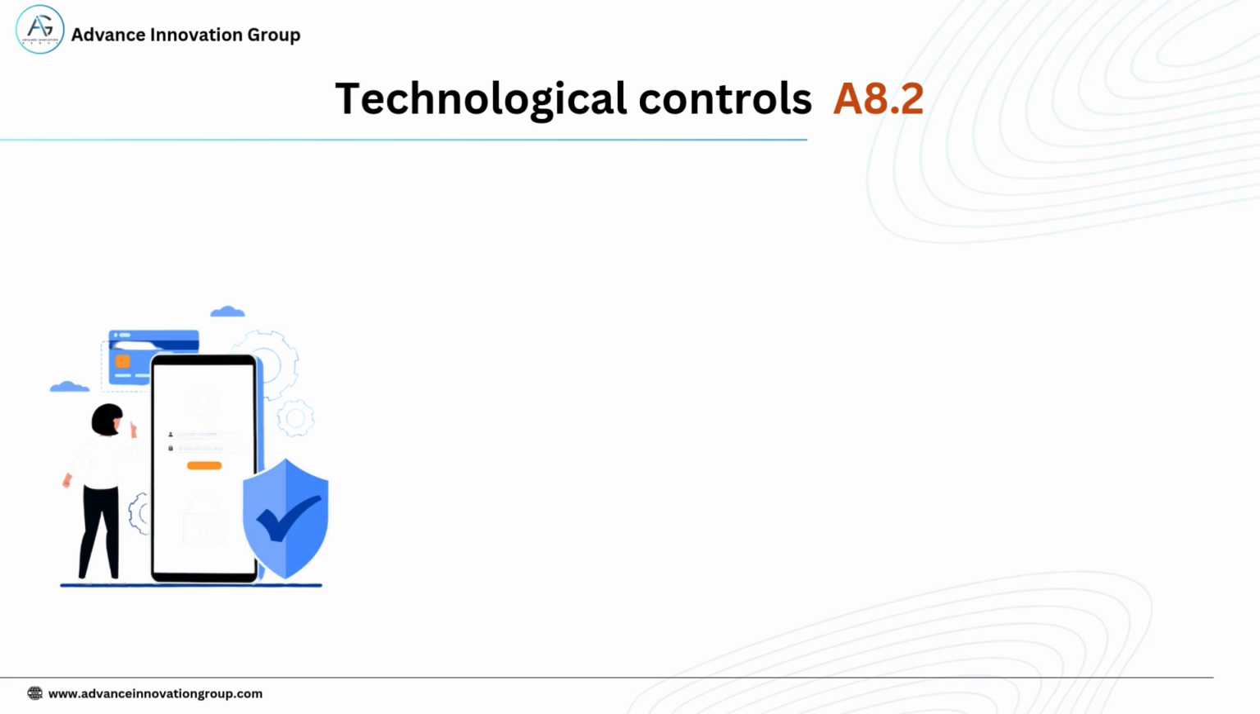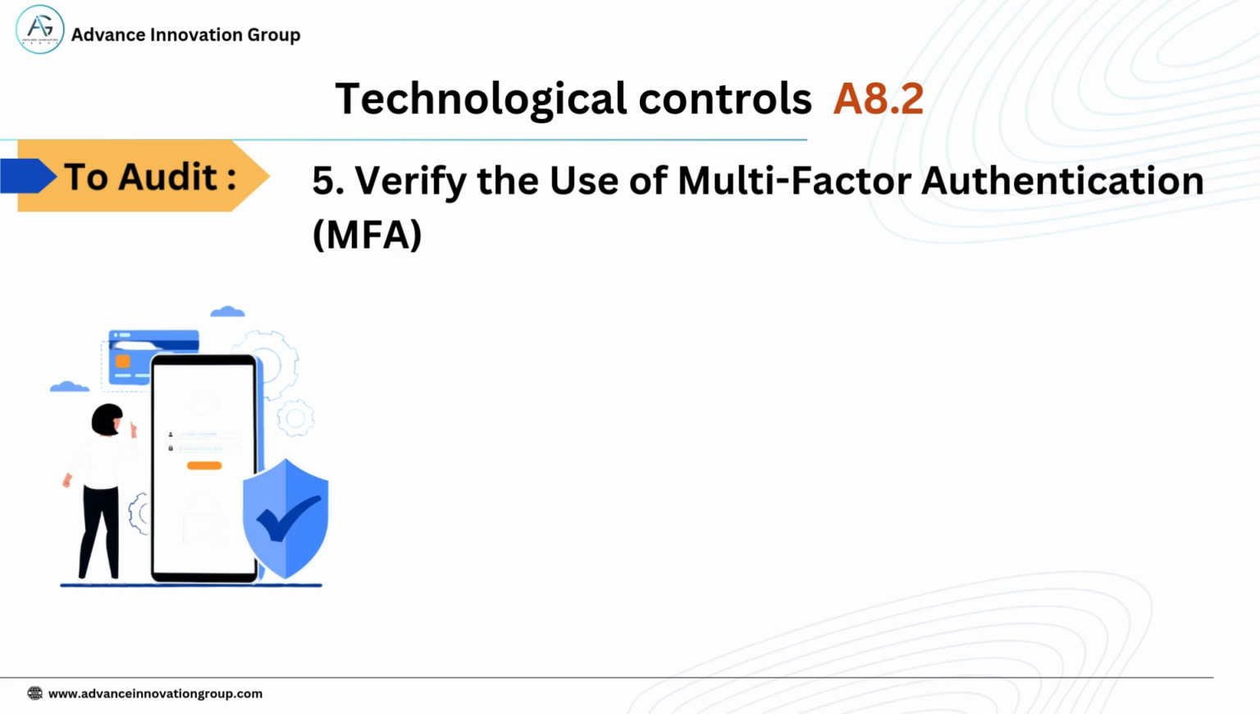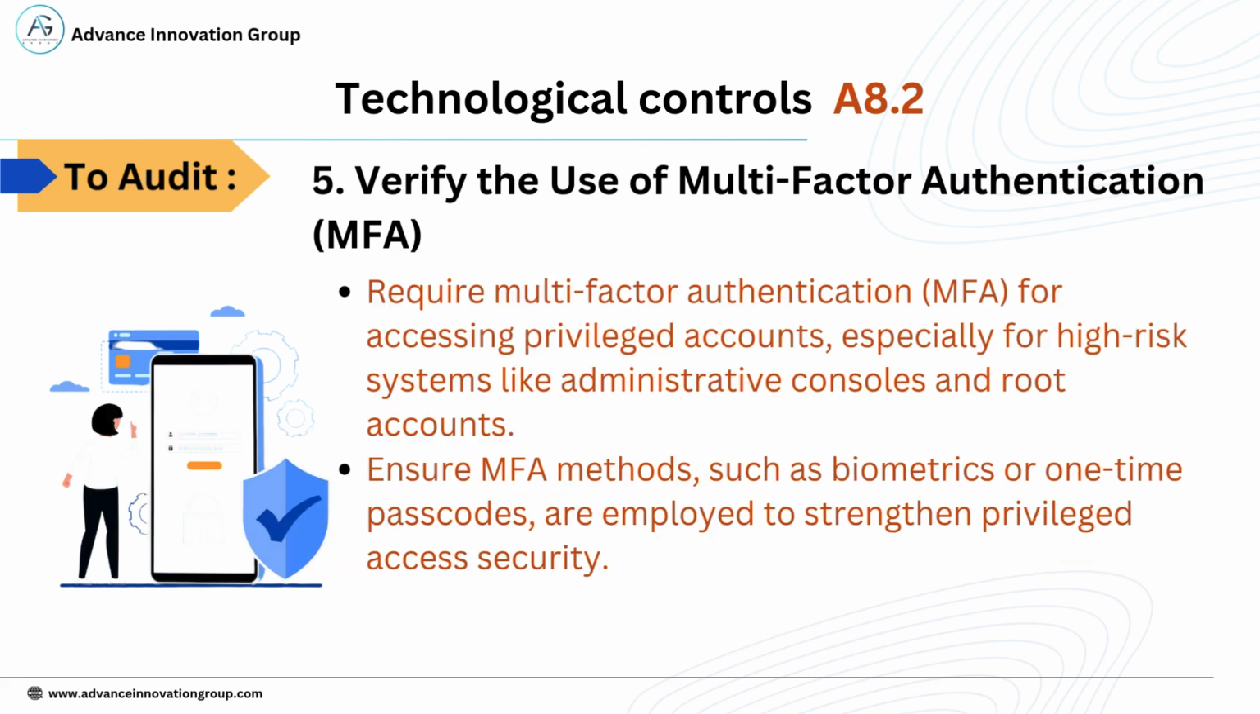Technological controls A8.2. To audit, fifth, verify the use of multi-factor authentication, MFA. Require multi-factor authentication, MFA, for accessing privileged accounts, especially for high-risk systems like administrative consoles and root accounts. Ensure MFA methods, such as biometrics or one-time passcodes, are employed to strengthen privileged access security.